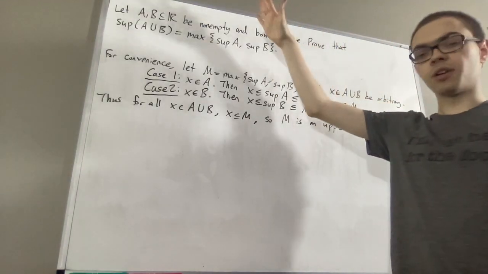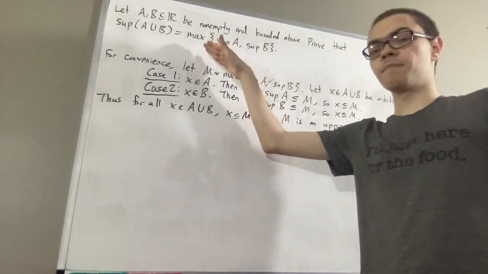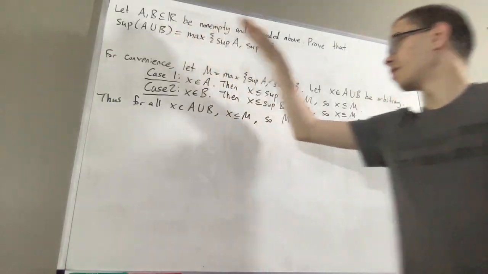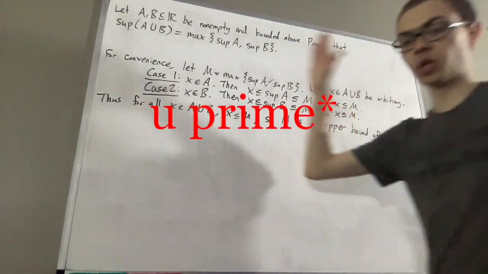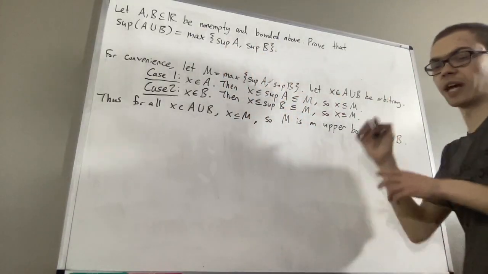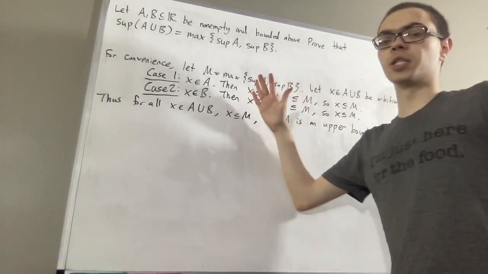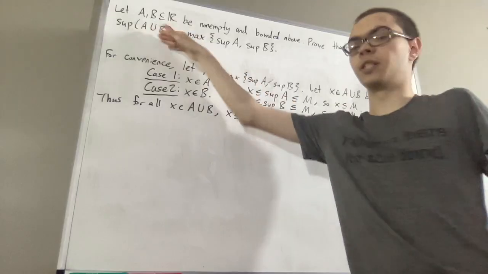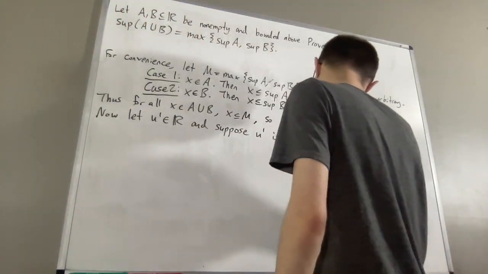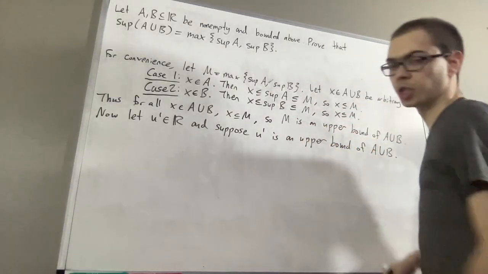Now the way we're going to do it here is we're going to show for every real number u prime, if u prime is an upper bound of the union of A and B, then M is less than or equal to u prime. We haven't really used that version yet, so we're going to use it now. So let u prime be an arbitrary real number such that u prime is an upper bound of the union of A and B. From here, we want to show M is less than or equal to u prime.